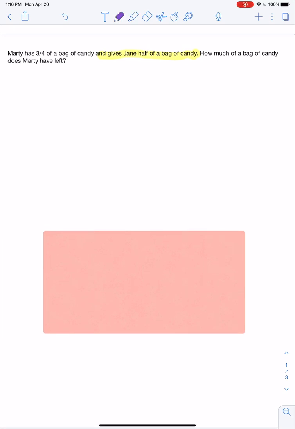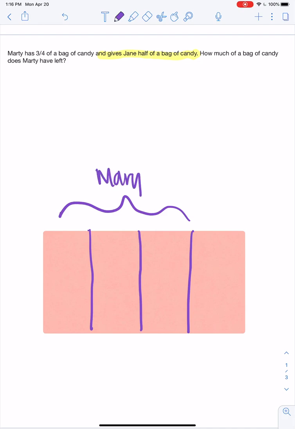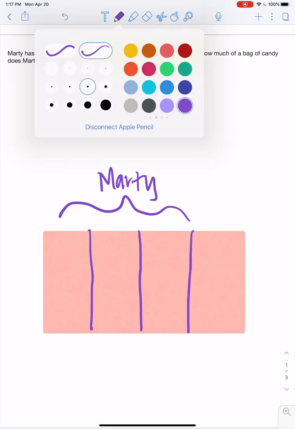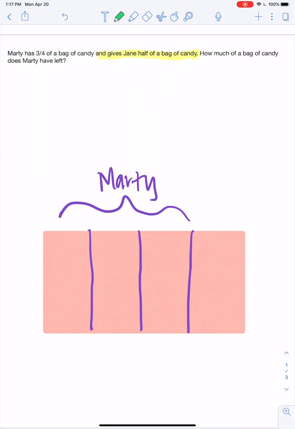Okay, so let's think about this. Let's go down to our rectangle, which represents a whole bag of candy. I'll split it in half and take the halves and split them in half to make 4ths. So again, this is what Marty has. Marty has 3, oops, I wrote Mary. Marty has 3/4 of the bag. So this is what Marty has, these 3 pieces here that I've bracketed. And he gives Jane half of a bag of candy. So in this case, if you're looking at what Jane has, he's giving Jane half of a bag.